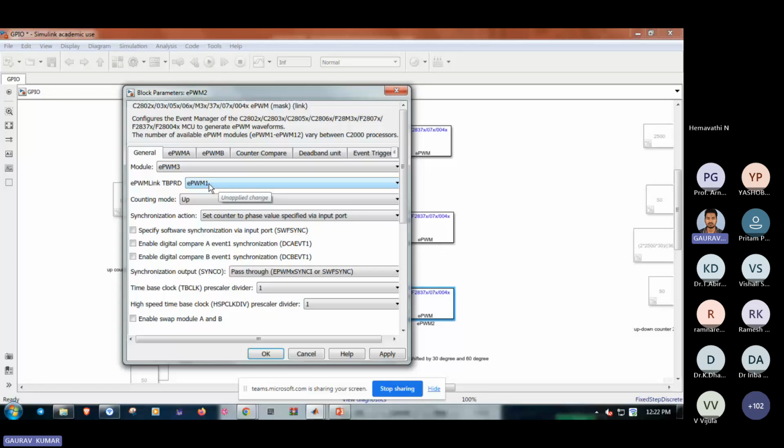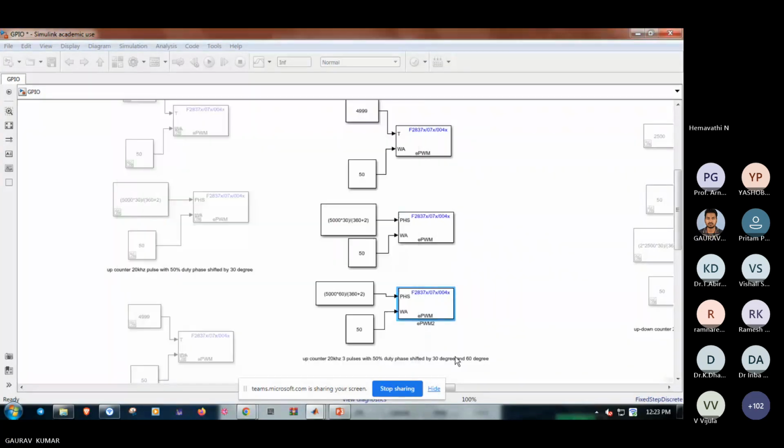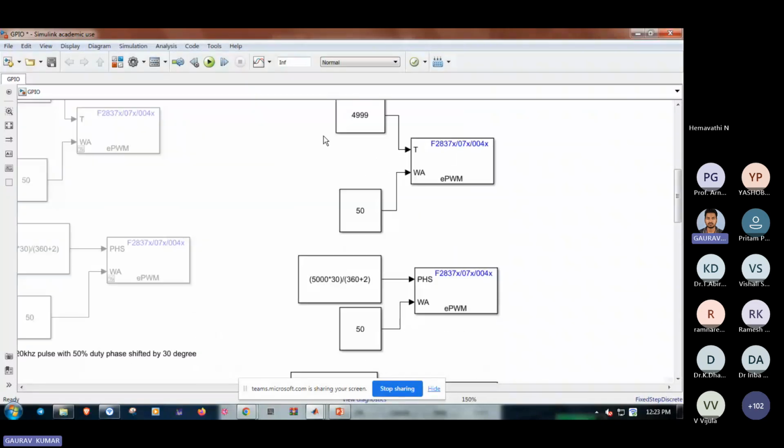Okay, EPWM1, and you have to select the synchronization in and synchronization out according to the diagram which I have shown to you. In synchronization action, you have to keep the value of phase shift. And this synchronization output you have to link with the synchronization in of the previous. And you know how to give the TBPRD value, how to give the compare value. These are in clock cycles. This one is in percentage, so I'm giving the percentage.